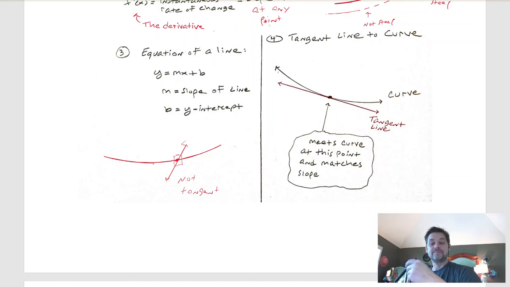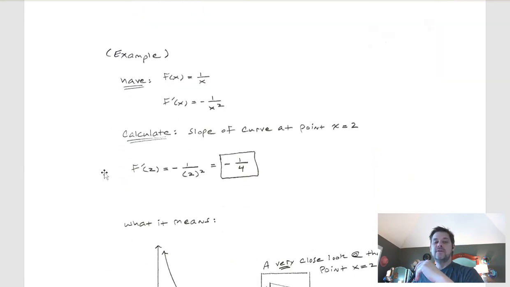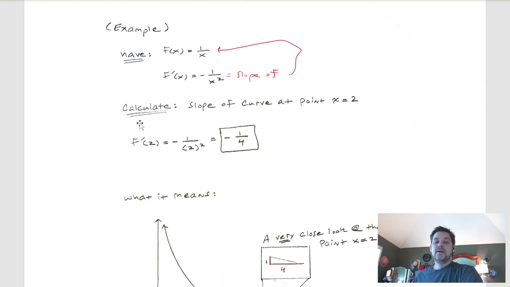Let's try to do a problem. So first problem, it's kind of a warm-up. Say that we're given information like this. F of x, that's the curve, is 1 over x. F prime, that's the derivative, that's the thing that measures the slope of the curve, okay? So this is going to tell me the slope of this at whatever point I would want to measure it. Calculate the slope of the curve at the point where x is 2.